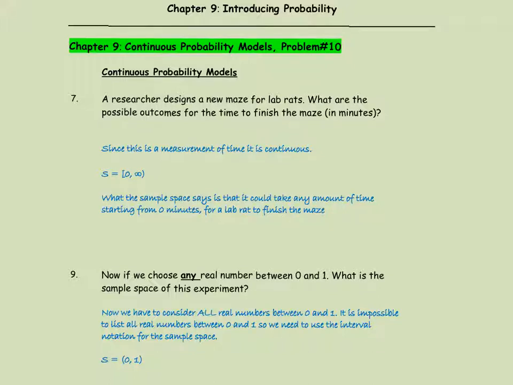In this video, we'll look at an example of a continuous probability model. Let's look at problem number 7.